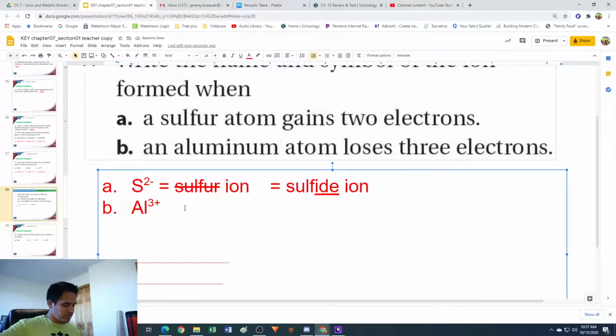So Al 3 plus. Now as to what we name this one, since this is a positive ion, we don't need to have that "ide" ending. We would just name it the element, aluminum, and then tack that ion on afterwards. Okay, this would be called an aluminum ion.